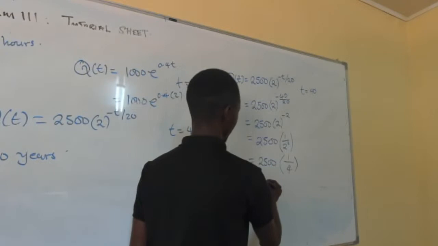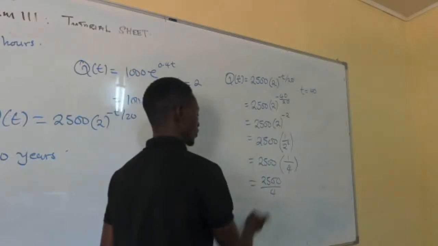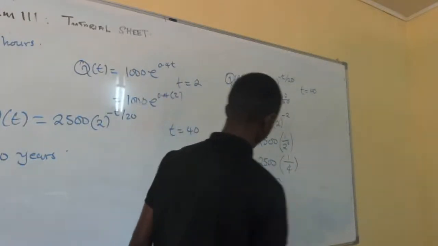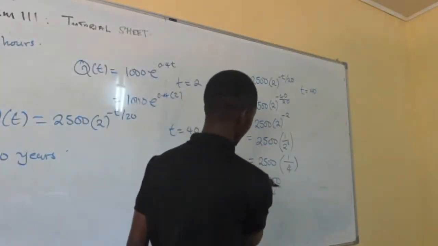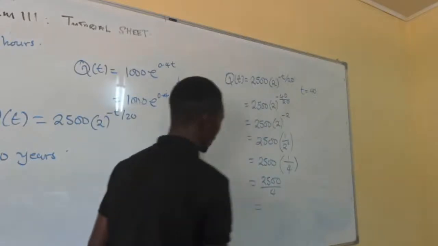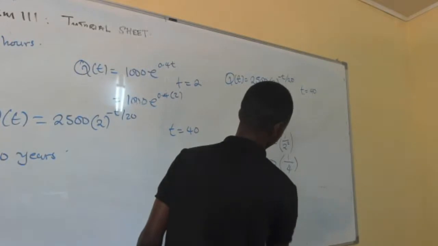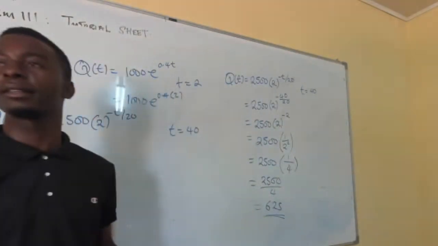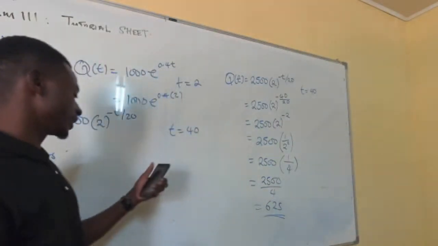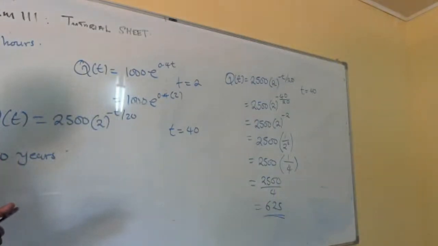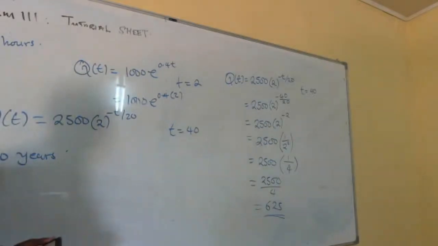Then from there, you say 2500 divided by 4. So what is 2500 divided by 4? If you divide there, you say 4 into 25, how many times? 6. So you're getting 625. So that's your answer. That's what you're supposed to do. So that's question 5. So even the remaining questions, do the same. It's easy and simple.